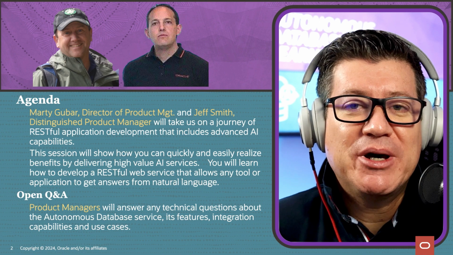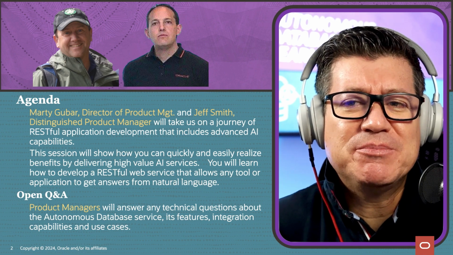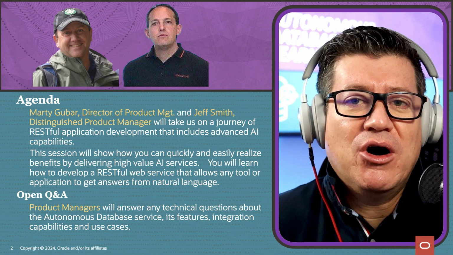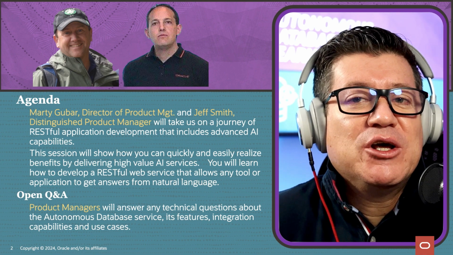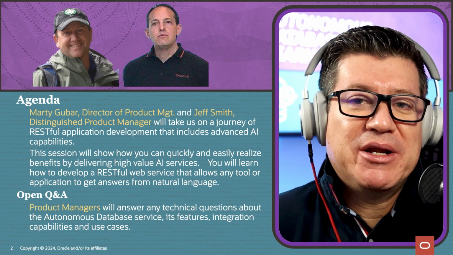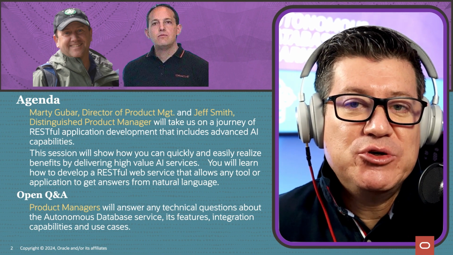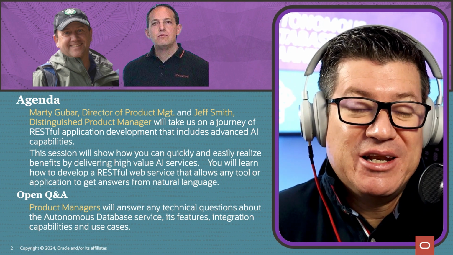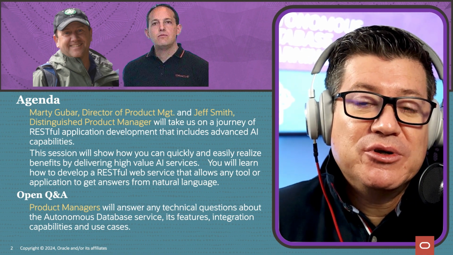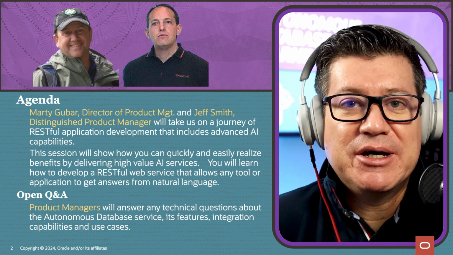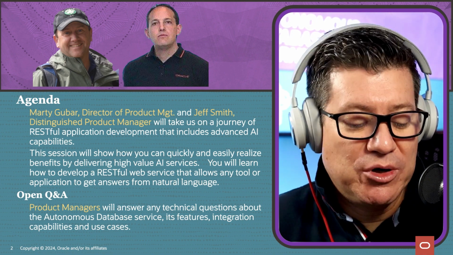For the agenda today, we have Marty Gubar, a director of product management, and also Jeff Smith, a distinguished product manager. They're going to take us on a journey through RESTful application development, and all the things that include AI and advanced capabilities. They will talk about how quickly and easily you can build and deliver value on these AI services, using REST endpoints, and show you how to build these apps and how to work with them.